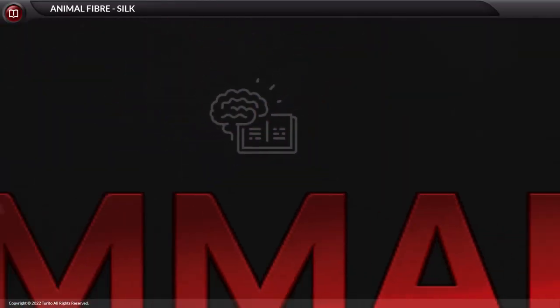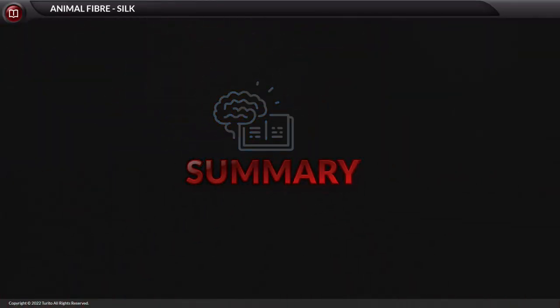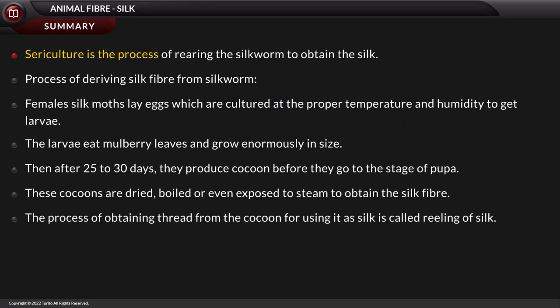All right. Now let us summarize what we have studied till now. Sericulture is the process of rearing the silkworm to obtain the silk. Process of deriving silk fiber from silkworm. Female silk moths lay eggs that are cultured at the proper temperature and humidity to get larvae. The larvae eat mulberry leaves and grow enormously in size.